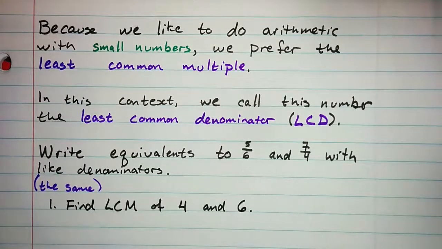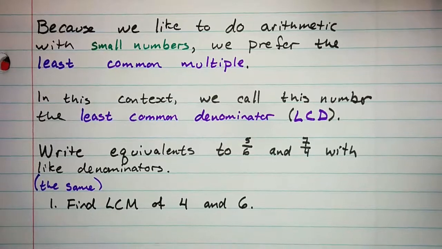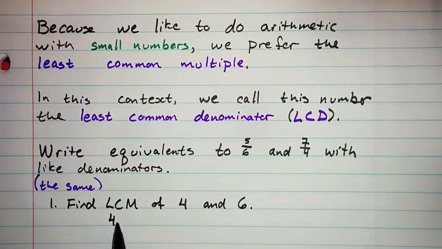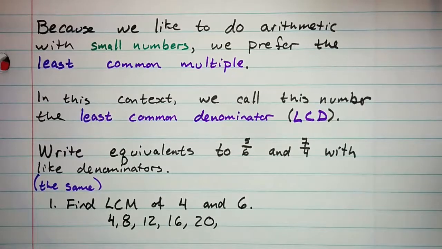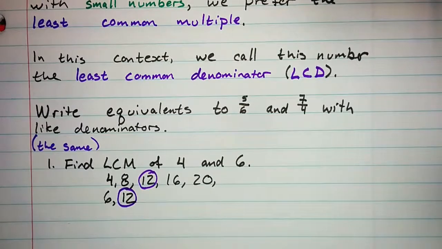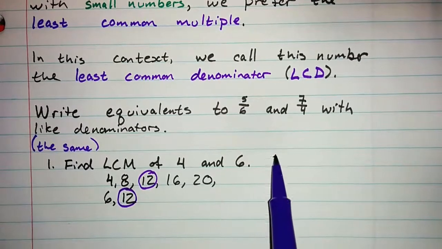These are very small numbers, so I expect that the least common multiple is going to be fairly small, so I'll do it by making lists. Multiples of 4 are 4, 8, 12, 16, 20, and I hope I'll have found it by then. The multiples of 6 are 6, not on both lists. 12, oh, there it is. 12 is on both lists. The least common multiple is 12.